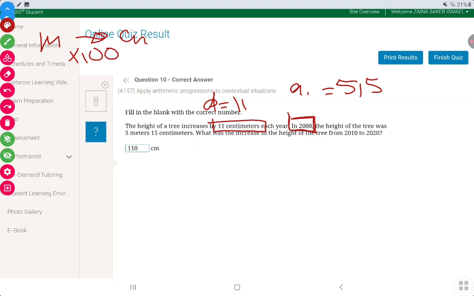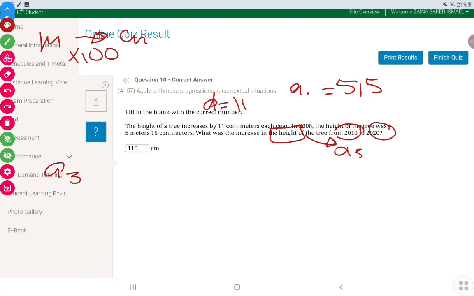And it wants the increase in height from 2010 to 2020. Now 2010, if 2008 is A1, that means 2009 is A2, which means 2010 is A3, okay? So we want to find the height in 2010, which is A3. So we want to find what A3 is.